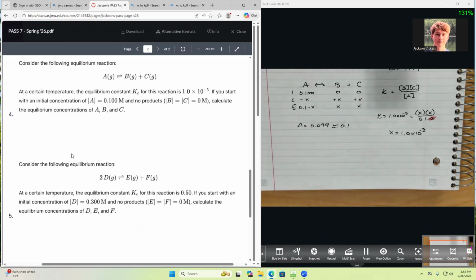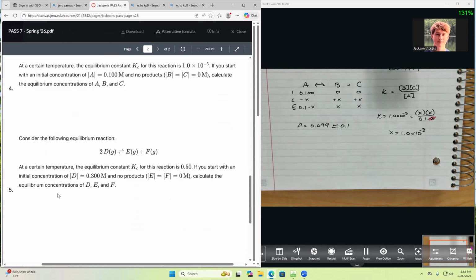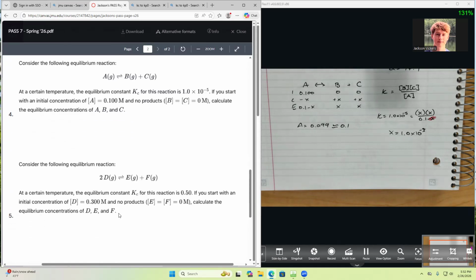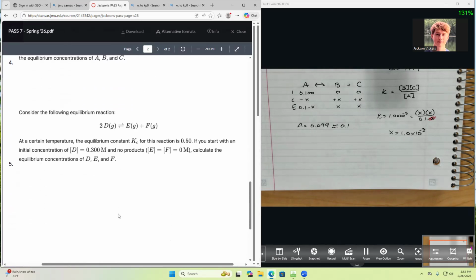But let's go to this one because I think this next one's a little bit trickier. And to be honest, if you can do both of these, you can kind of do every ice table he's ever going to give you. He's very nice. He doesn't make you do quadratic formula or anything like that. So this next one, though, spend a few minutes working on it.